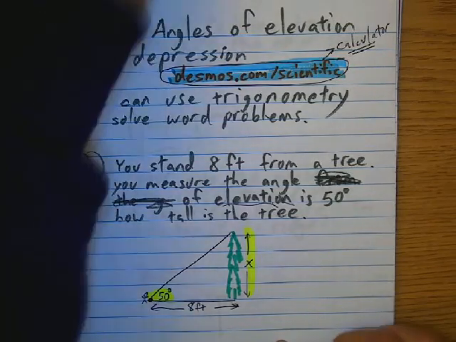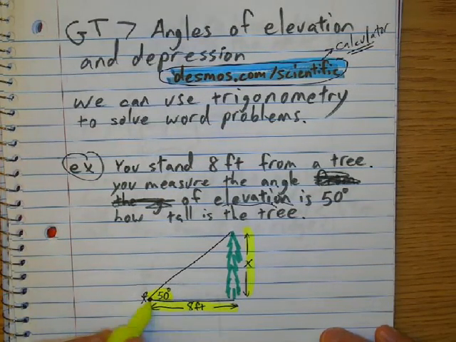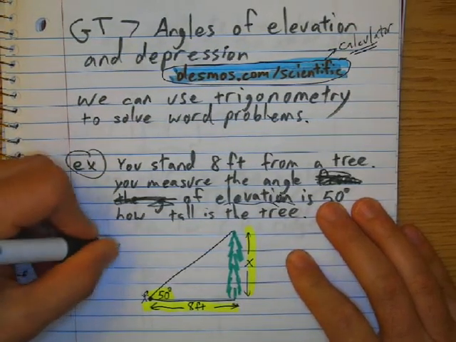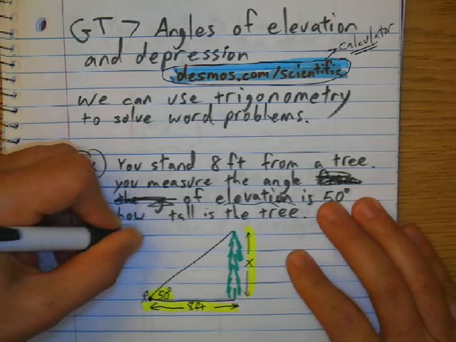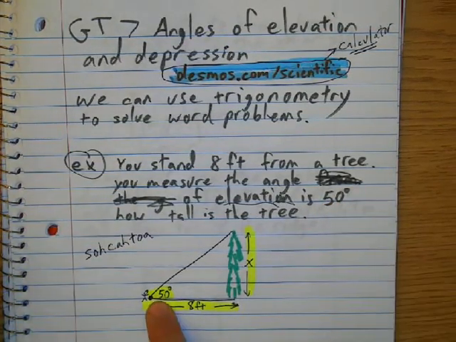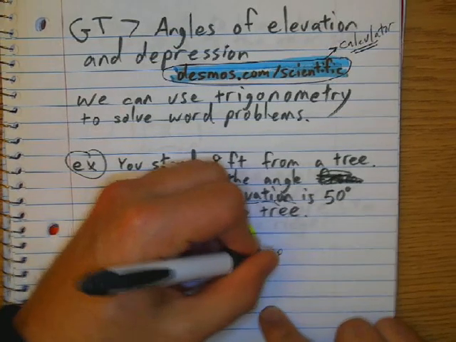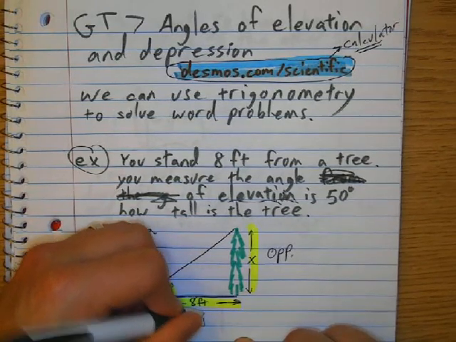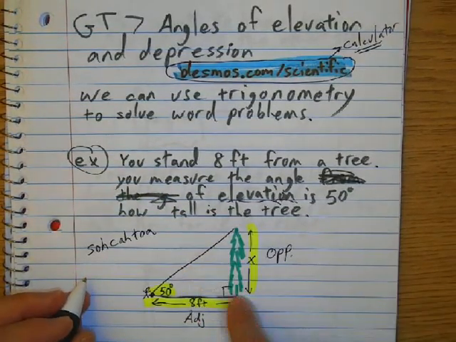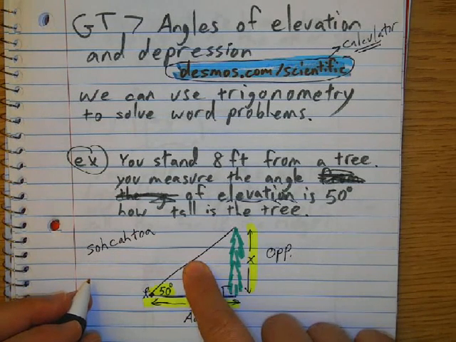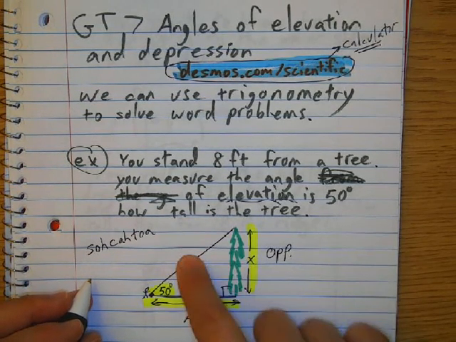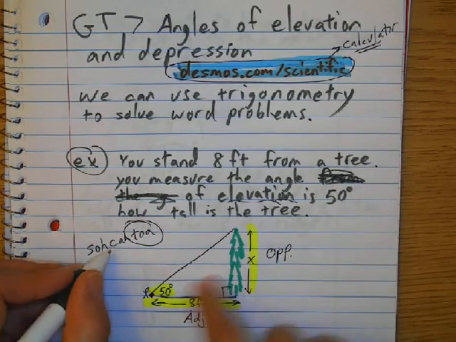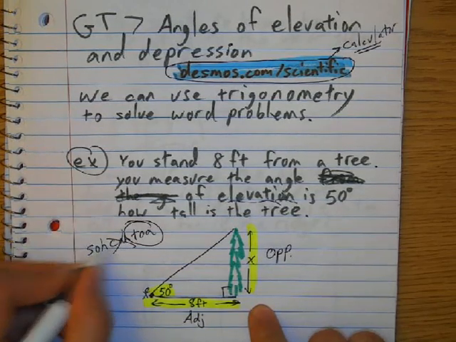Looking at this information, I can use SOHCAHTOA to figure out which trig function we are going to use. From this angle, x over here is opposite, and this side here is touching it, so it's adjacent. Remember, hypotenuse is always across from the 90-degree angle, so we don't need the hypotenuse. So we're going to be using tangent because it has opposite over adjacent. We're not trying to look for the hypotenuse.